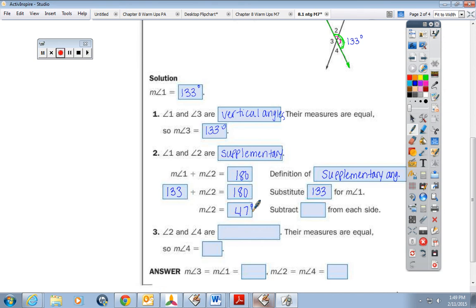And guess what's true about 2 and 4? They're the same. So if I found the measure of angle 2, because these are vertical angles, it makes them equal. Their measures are equal. Therefore, angle 4 is also 47 degrees.